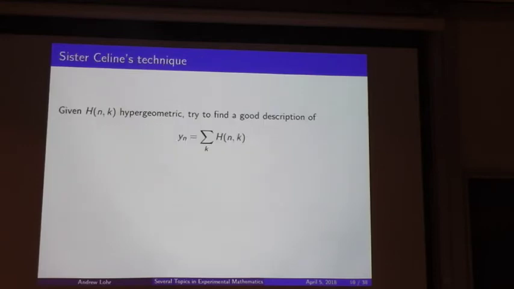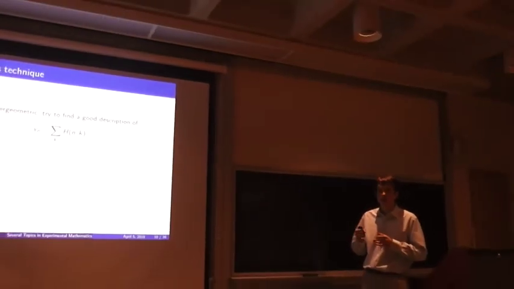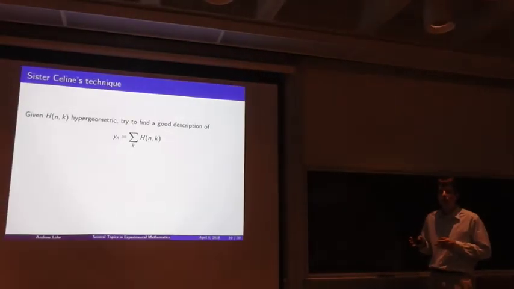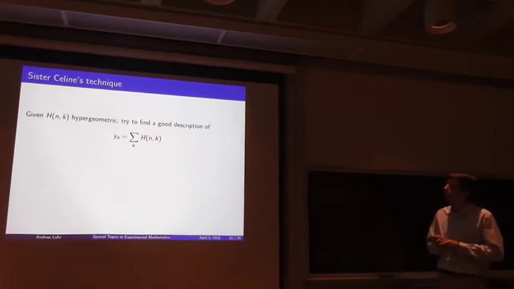Okay, so this is the problem that Sister Celine considered. We want to try and sum over all k these HNKs. This is almost exactly the truth, because in her work she talks about proper hypergeometric, and all this means is that you can express this HNK as some product of factorials over product of factorials. This is true for binomial, it's true for exponential. X are also allowed to have exponential factors.